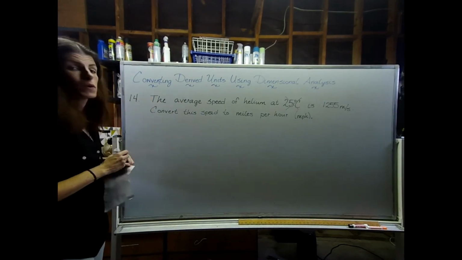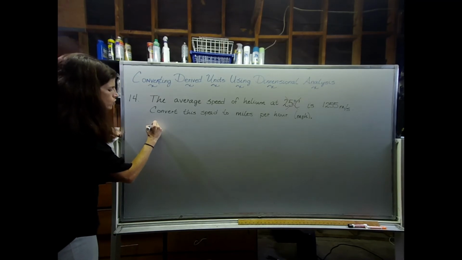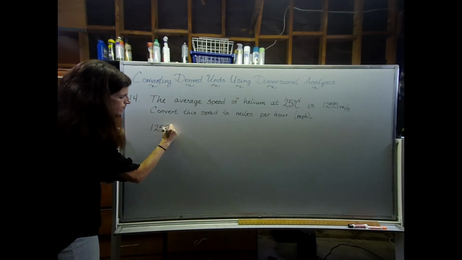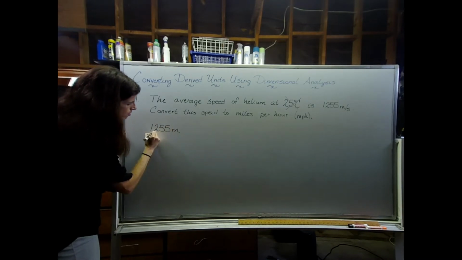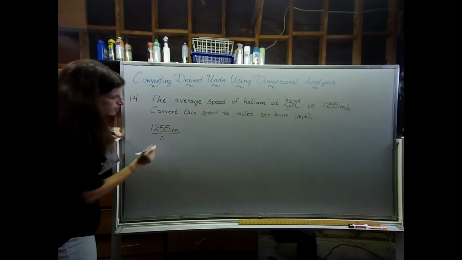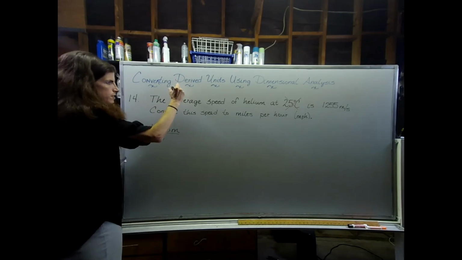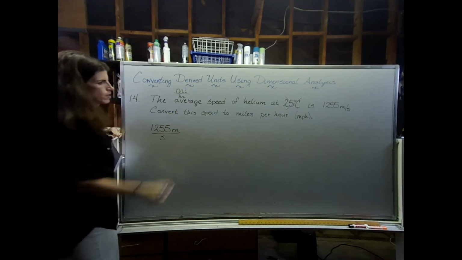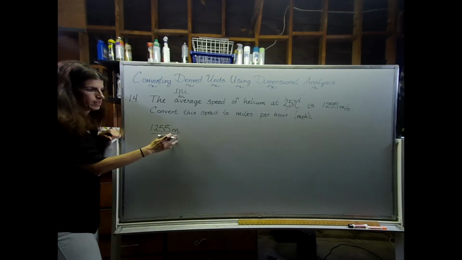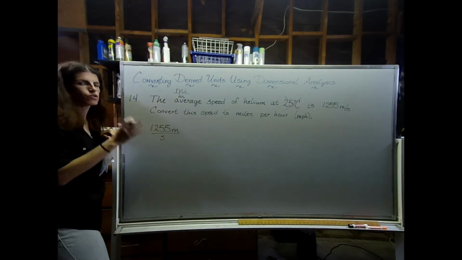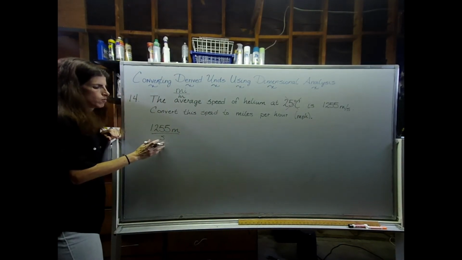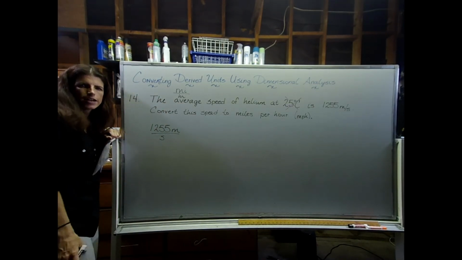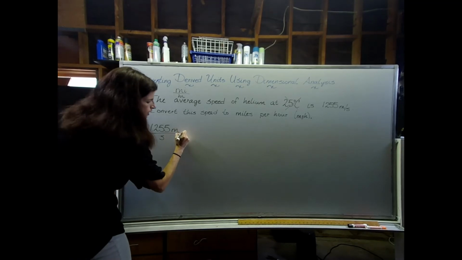Let's start with the number they gave us: 1,255 meters per second. And we want to convert it to miles per hour. You can start by converting meters to miles, or you can start by converting seconds to hours. I think I'm going to start with the denominator, with the time, just because I don't have to look anything up for that.